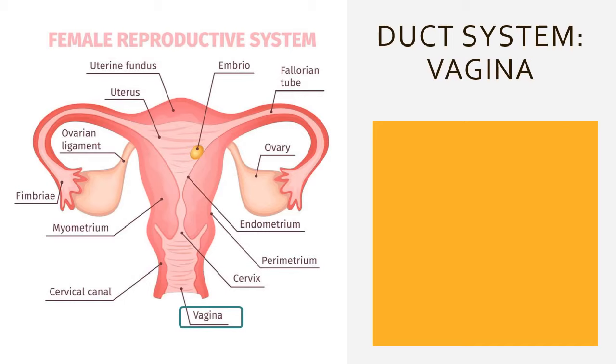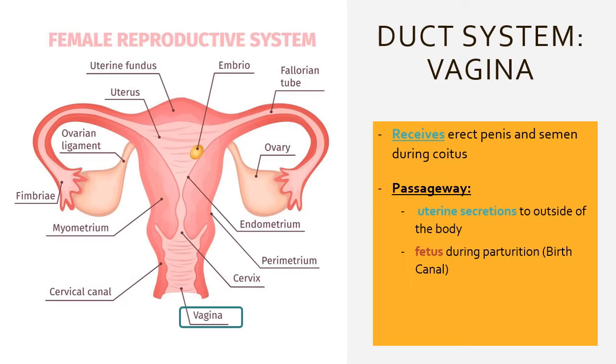The last inner structure we will talk about is the vagina. The vagina receives the erect penis and semen during coitus. Another main function of the vagina is to act as a passageway for both the uterine secretions during menstruation as well as the fetus during labor and delivery. Another name for the vagina is the birth canal. Additionally, unlike the penis, the vagina doesn't share the same passageway for the urine.